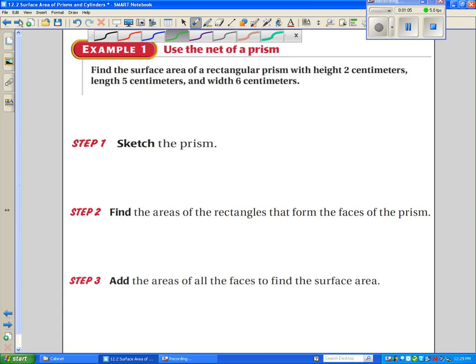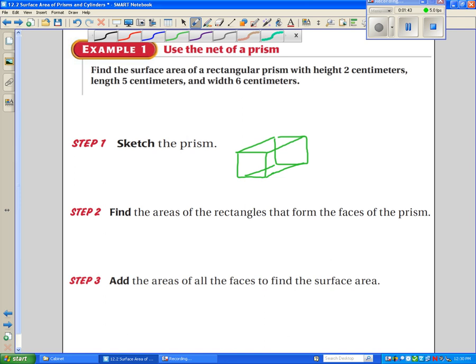Example 1 says, find the surface area of a rectangular prism with height 2 centimeters, length 5, and width 6. Step number 1 when finding the surface area, at least when you're getting used to this, is to draw a prism. The prism doesn't have to be to scale. I'll call the height the distance between the two bases, and lay it flat on its side. I draw a rectangle, then another rectangle of similar size, offset, and connect the corresponding points. That's all there is to it.